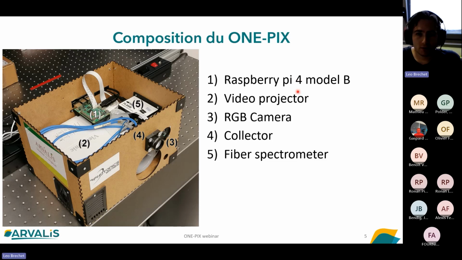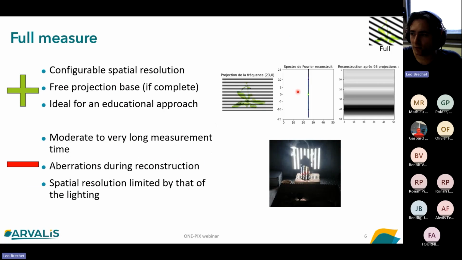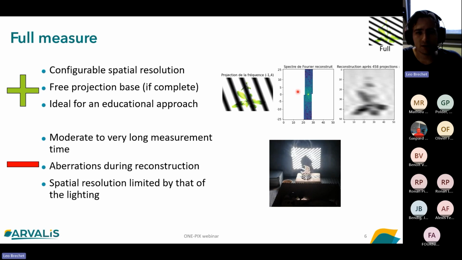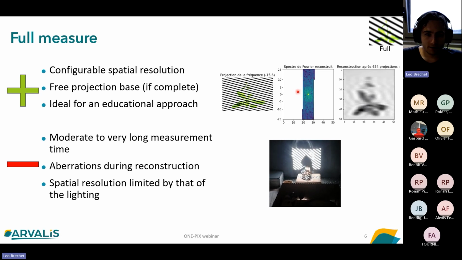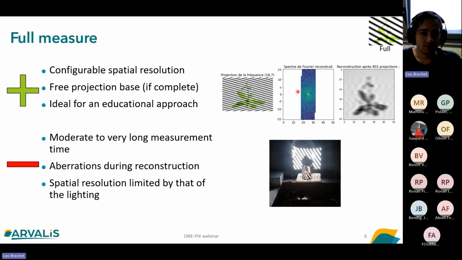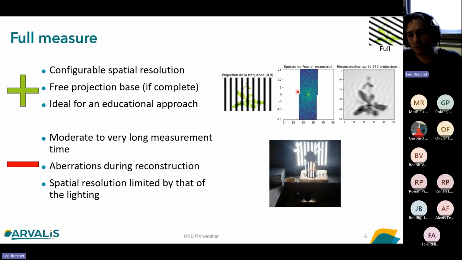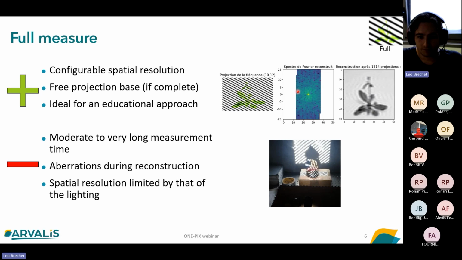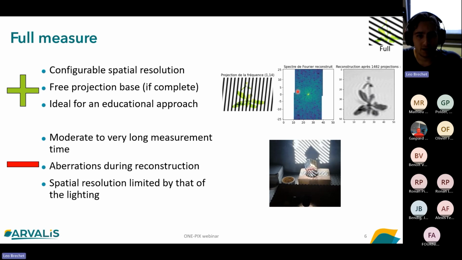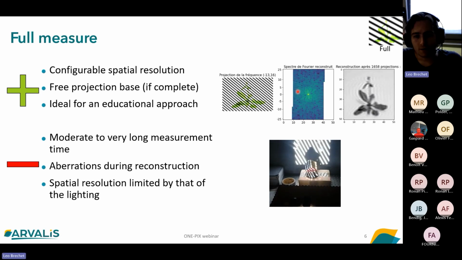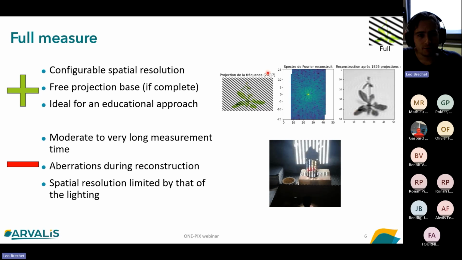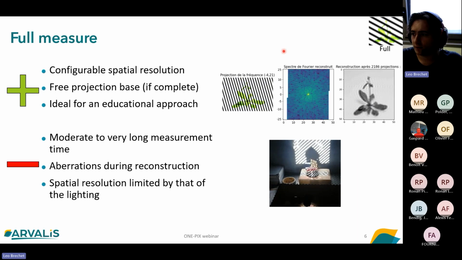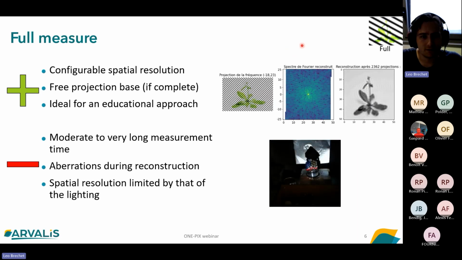There is two types of acquisition. The first one is called full measurement. And as Nicolas said, we use a set of patterns to rebuild the image through an intermediate mathematical space. Here we can see that the image is reconstructed through the FFT space, so the discrete Fourier transform space.